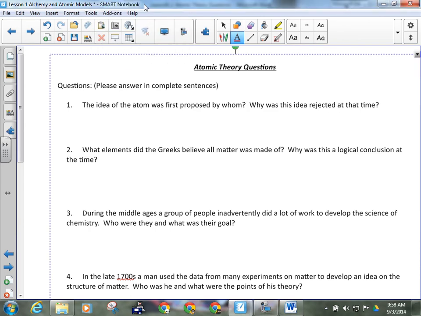All right, guys, let's go over these here. Whether you got them all done or not, you can just follow along here. Okay, so question number 1. The idea of the atom was first proposed by whom? Okay, Democritus was the first person to come up with the idea. Why was it not accepted then?